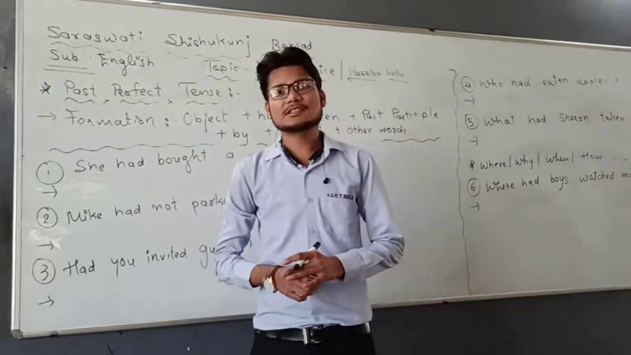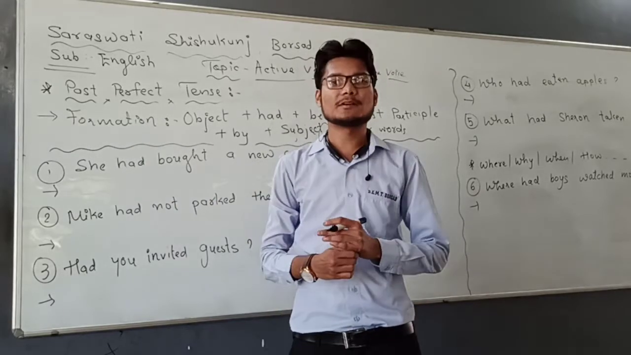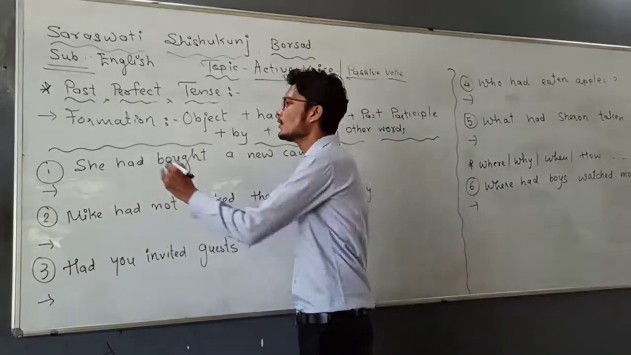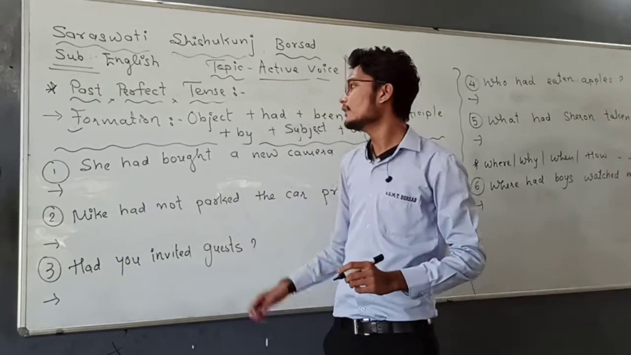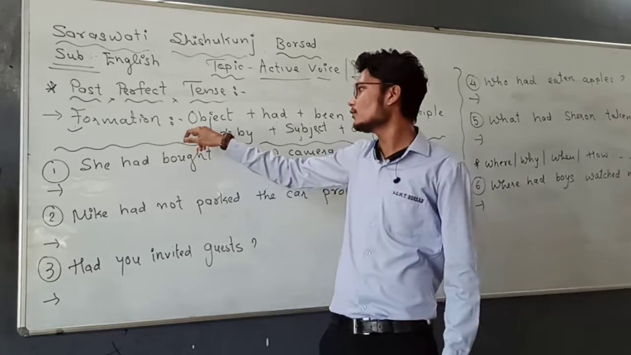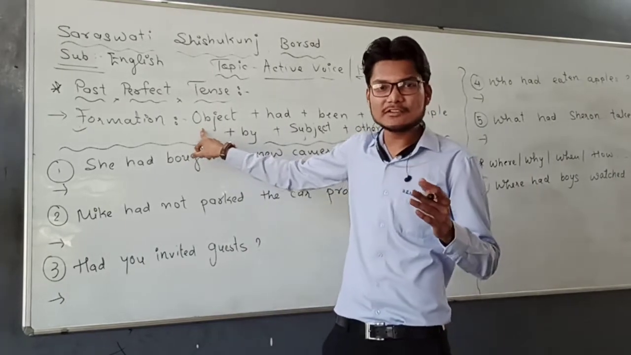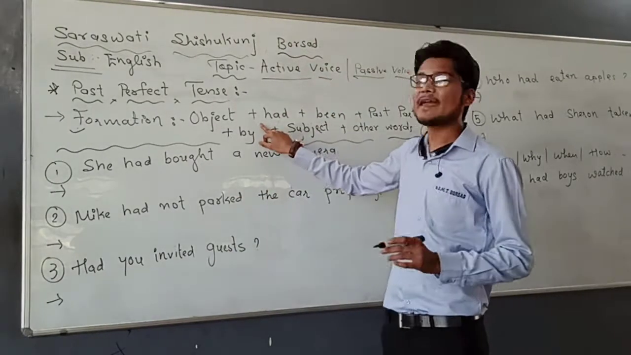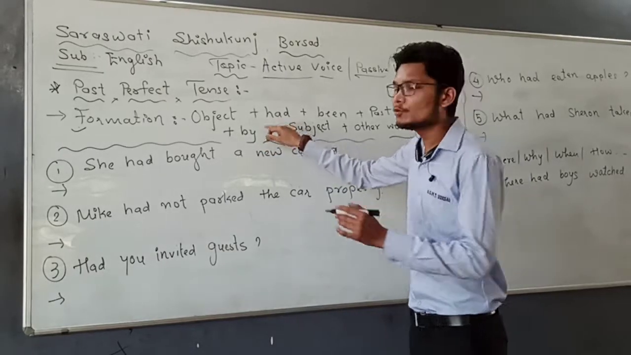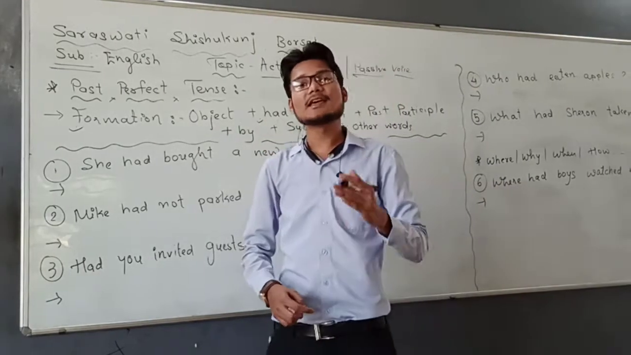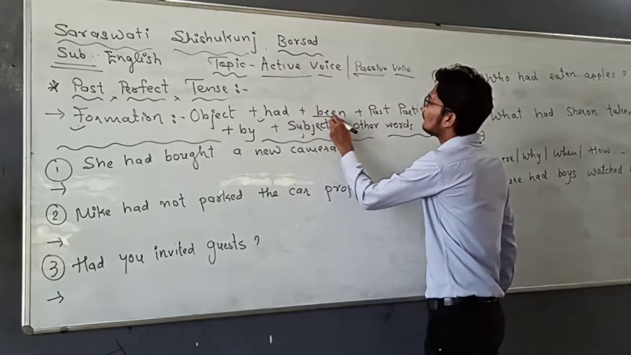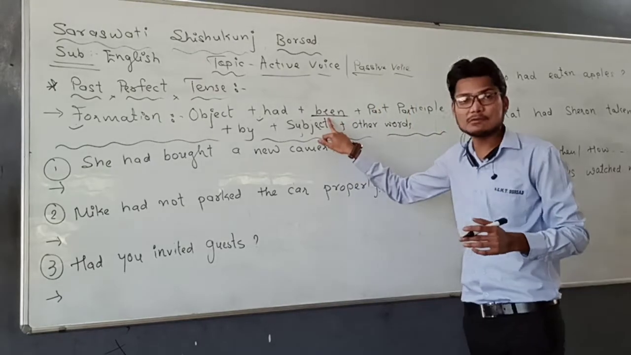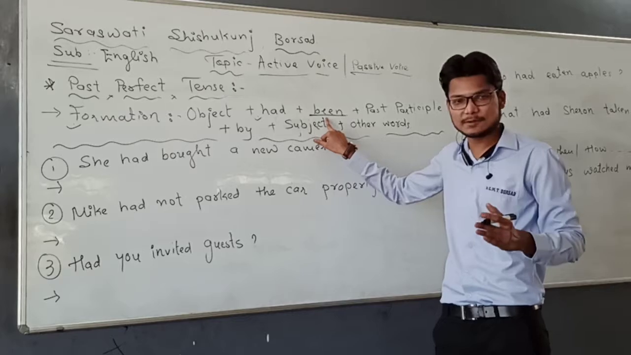So now let us start the passive voice for the given tense, past perfect tense. First of all, let us go ahead with the formation of past perfect tense. In the formation, in the very beginning, what you have to write is the object. You have to identify from the sentence what the object is. Then, as it is a past tense, you have to put had here. Then, while making passive voice, it is necessary that you put been. Why? Because you are making the passive voice for the past perfect tense.